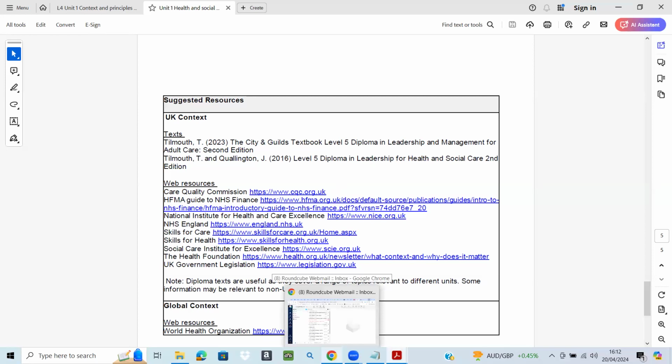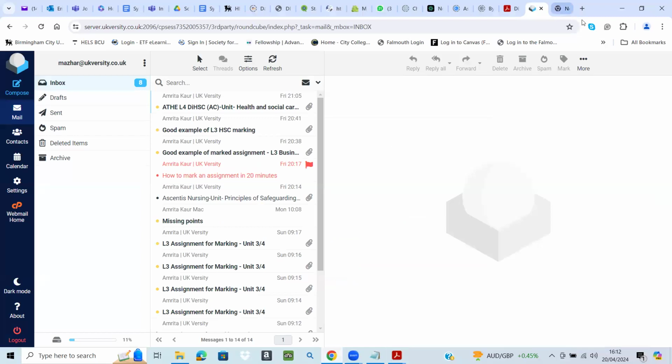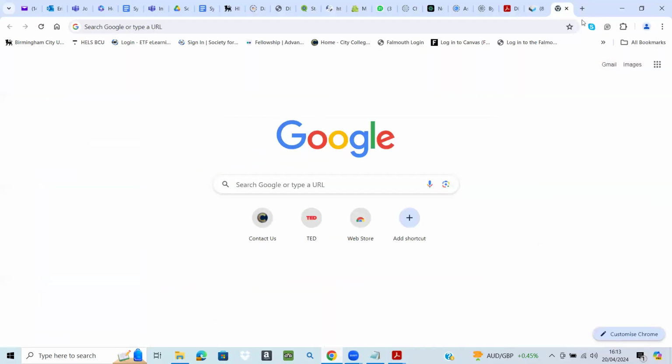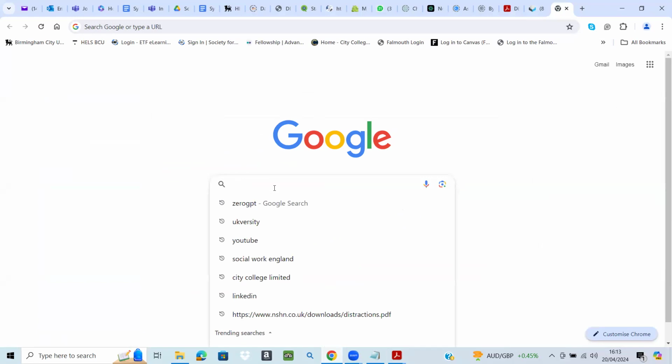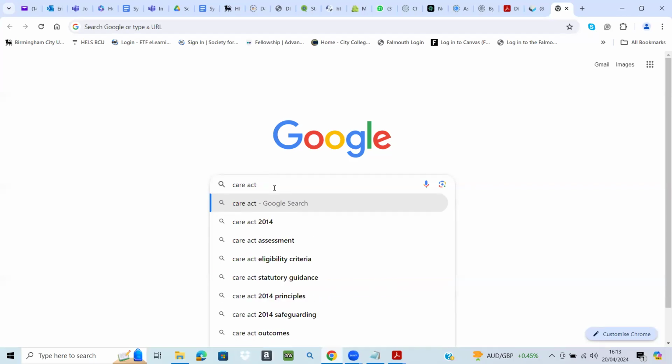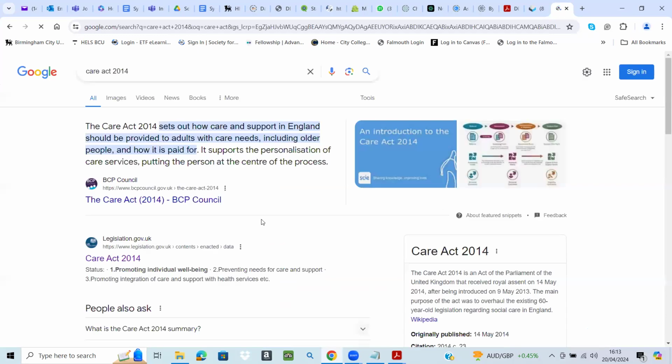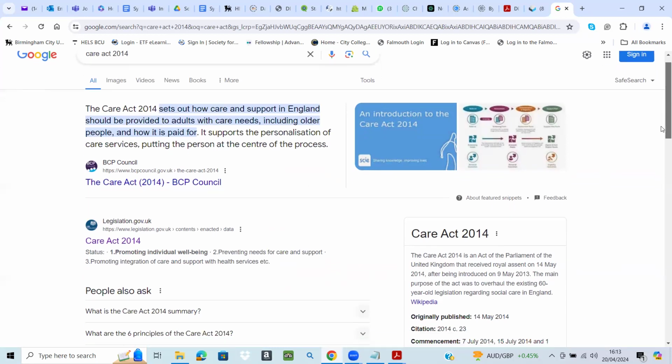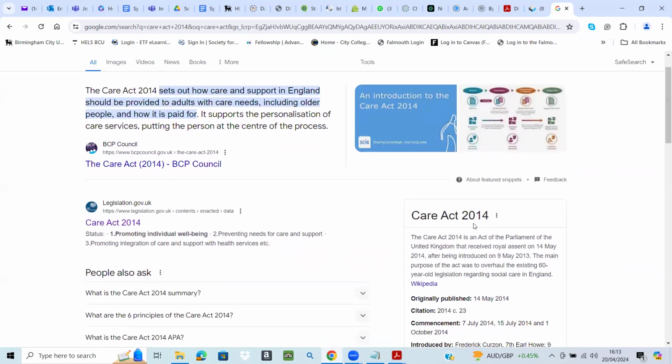So for example, on Google, I need to look for the CARE Act. I gave the example earlier to the other class, so I'll give the same example. If I'm talking about the CARE Act 2014, I'll search it on Google if I have to write something about it. I will always look for a credible source of information. I won't look for Wikipedia. For example, here I have information regarding the CARE Act 2014 on Wikipedia, but I don't recommend using any information from Wikipedia because these are not reliable, credible sources.